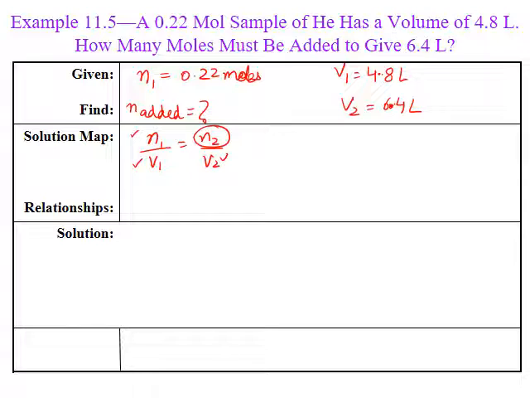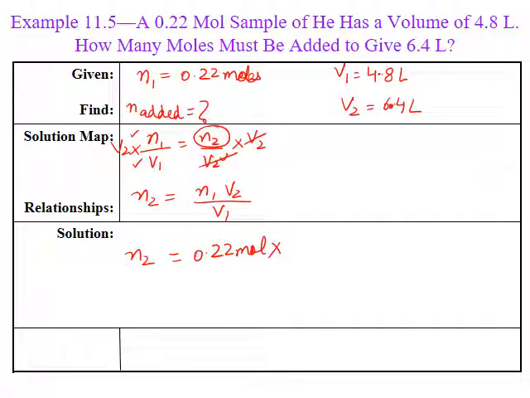Okay. So now if I'm solving for n2, I would multiply both sides by V2. So V2 and V2 will get cancelled and I will be left with n2. So my relationship is n2 is n1 times V2 over V1. If we plug this into the calculator, n1 is 0.22 moles times V2, which is 6.4 liters, divided by V1, which is 4.8 liters. So liter and liter cancelled. My final answer is in moles. If you plug this into the calculator, that would give you 0.29 moles.